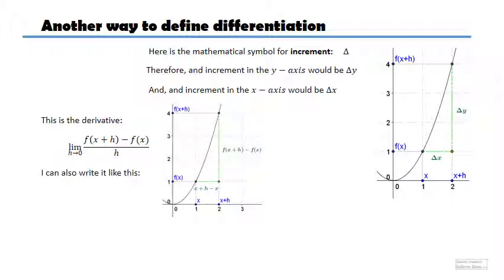I can also write it like this. So that's another way to write the derivative. Okay, just instead of with f of x plus h, etc., I'm just putting delta y divided by delta x. And what goes to 0? The increment, the delta x goes to 0.